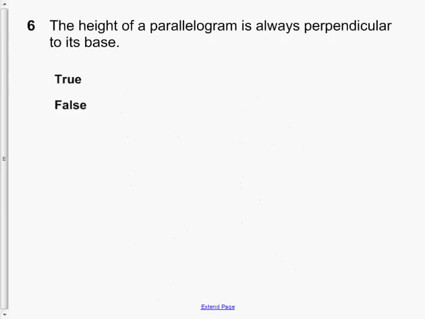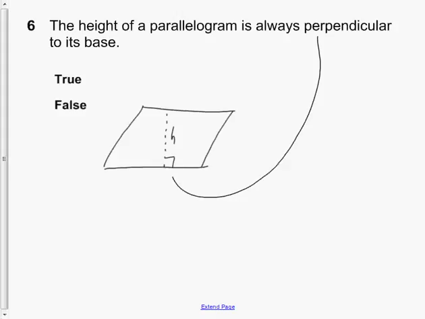Question 6, the height of a parallelogram is always perpendicular to its base. So if I draw a parallelogram and I draw the height, it is always perpendicular, which is a big fancy word for 90 degrees. This one here is not 90 degrees to the base, and therefore I cannot call this the height. The height has to be that perpendicular distance from the base to the height.